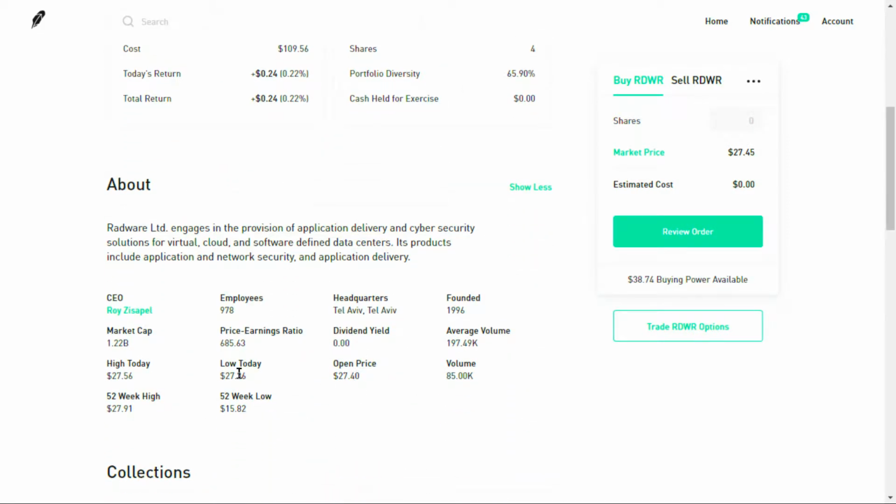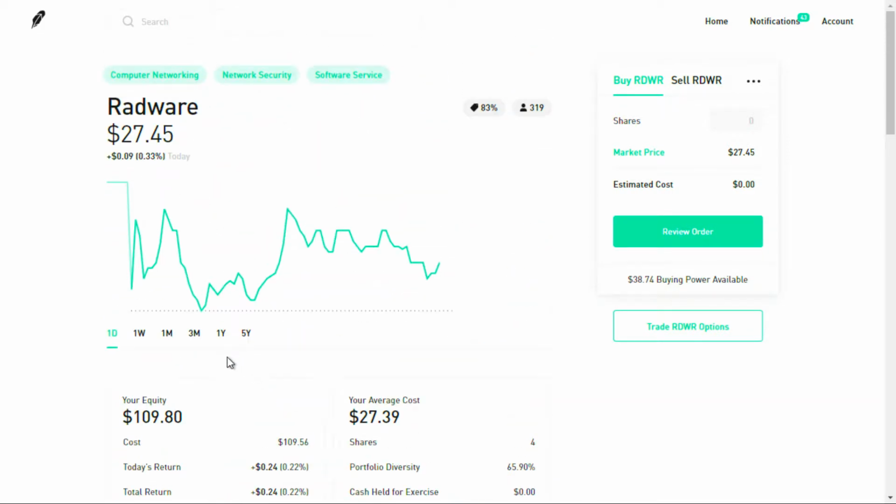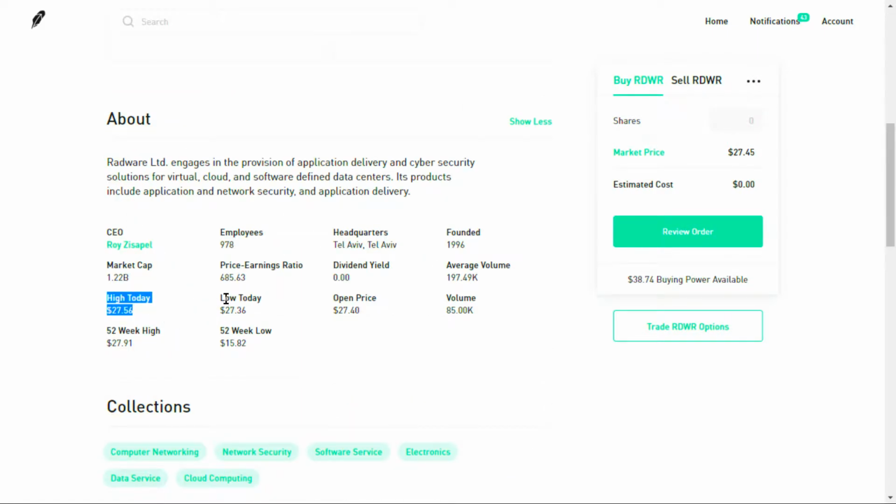So today it was $27.36, and you can see that right here. The high today is basically just the opposite of the low, the highest price that they hit during that day. The 52-week high is the highest price that they hit in the past 52 weeks. The 52-week low is the lowest price that they hit in the past 52 weeks. So again, it's just the opposite, and it's the same as these. It's just the past 52 weeks.